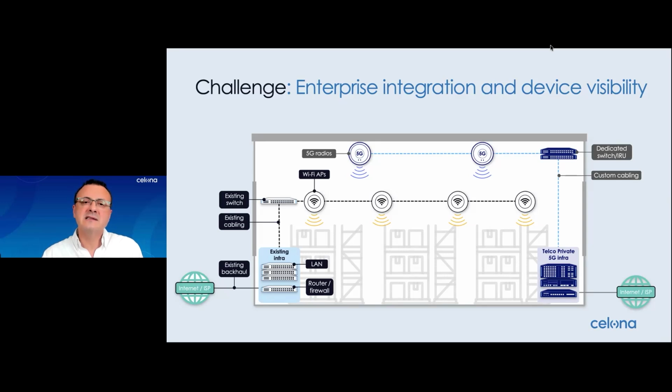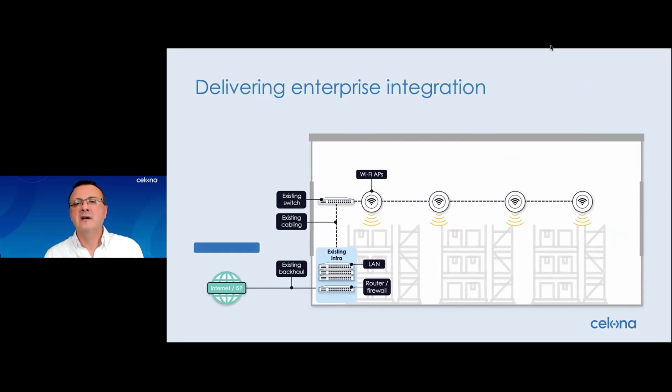So let's compare this with the Celona solution, right? So again, here we are going back to the basic building blocks, a baseline enterprise network. And here with Celona 5G, instead of putting in a separate network, you are basically integrating into the existing network. So the 5G radios directly integrate to the existing switches in the network. And also keep in mind, for indoor deployments, our radios are power over Ethernet capable. So that means a single Cat6 cable provides both data and power.